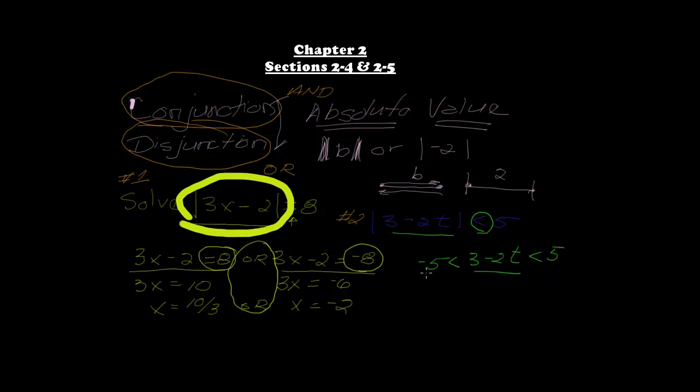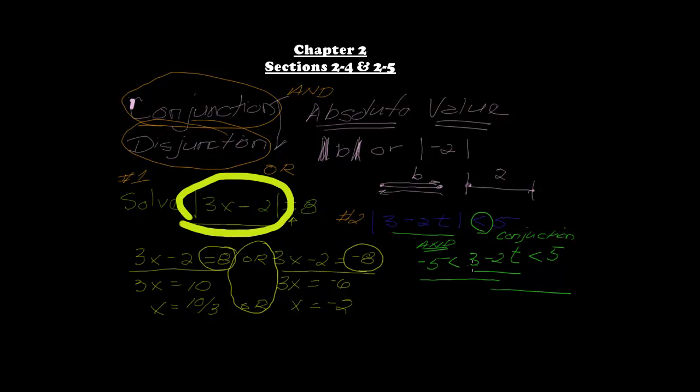So now we have this expression, negative 5 is less than 3 minus 2t, which is less than 5. And this is a conjunction, because both things happen at the same time, therefore it is "and," just like we did in the last section. Let's solve this side and this side.